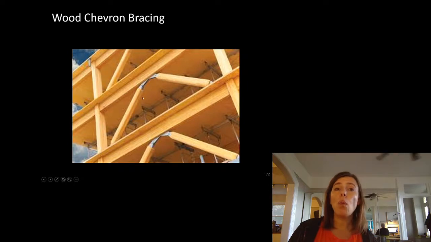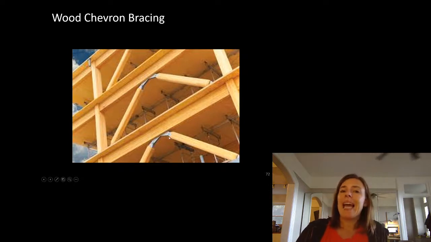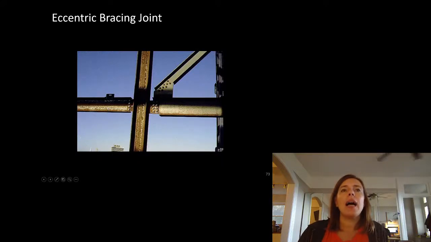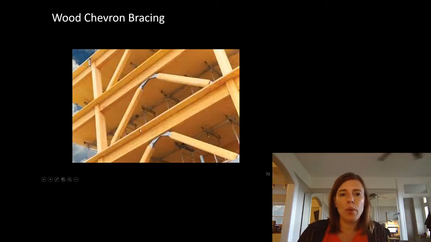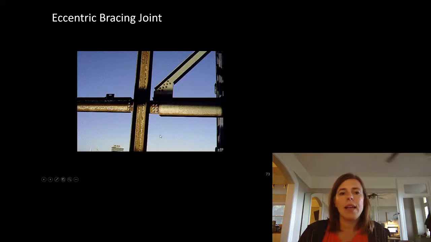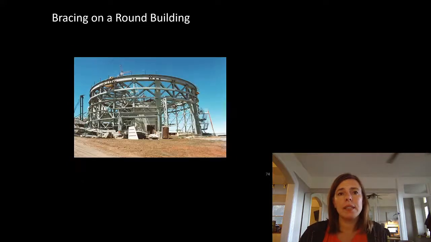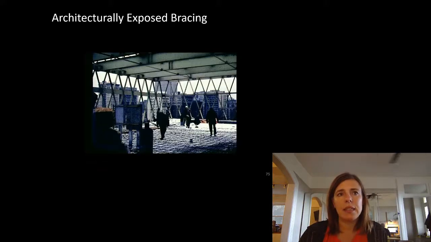You can involve wood elements in your bracing. Again, the connections for it will always come back to steel. So this, as much as it's wood bracing, is actually a steel connection doing the work. Eccentric bracing joint. Bracing on a round building. Architecturally exposed bracing, where there's just this massive amount of bracing everywhere.